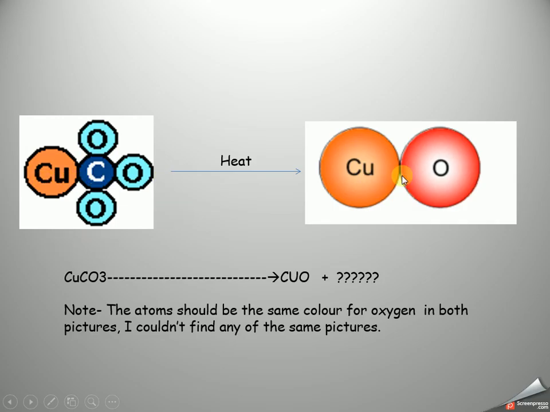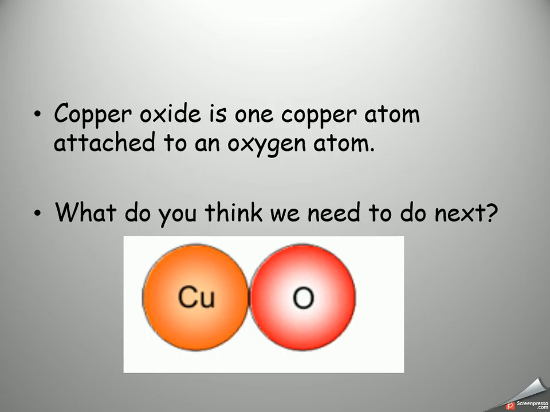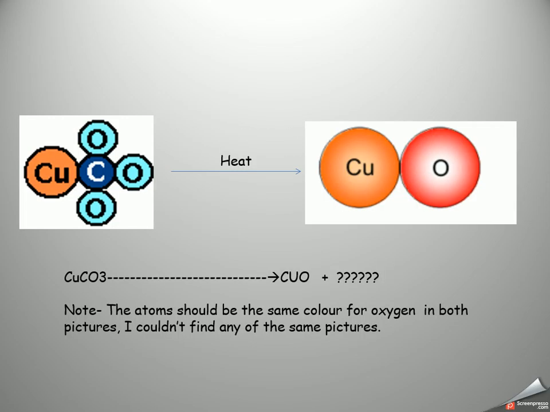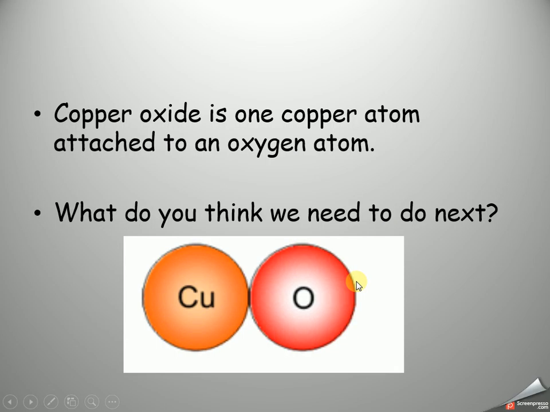exactly the same. And by the way, what is given off? Carbon dioxide, again exactly the same as the other reaction. So this is copper oxide, which is one copper atom and one oxygen atom. What do we need to do next? That's right, we need to get just pure copper from this. So we need to take the oxygen off it.